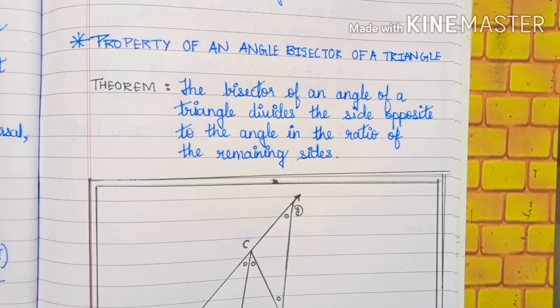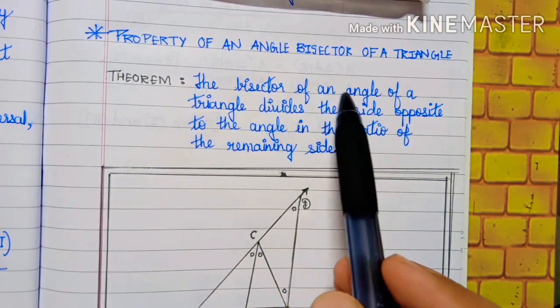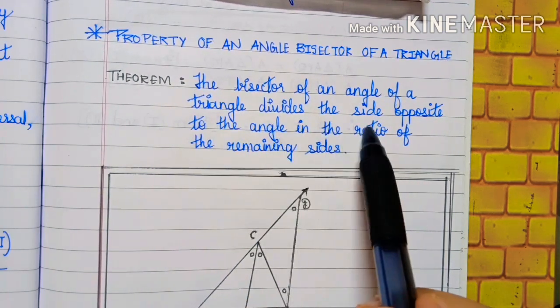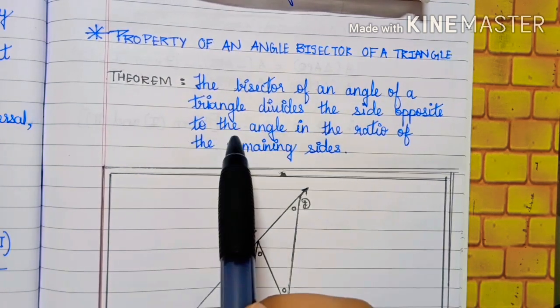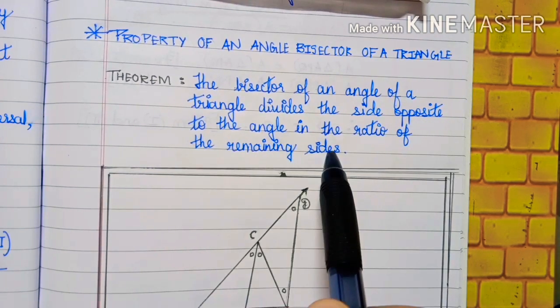Today we will be learning a new topic from lesson number 1, Similarity, that is the property of an angle bisector of a triangle. This property consists of a theorem. So let us now learn what the theorem is telling us about the angle bisector of a triangle. The theorem tells us the bisector of an angle of a triangle divides the side opposite to the angle in the ratio of the remaining sides.